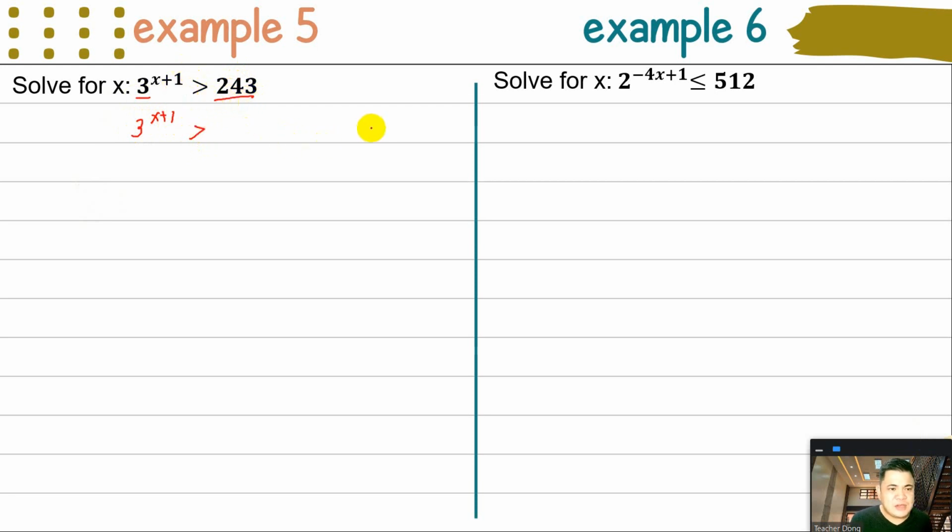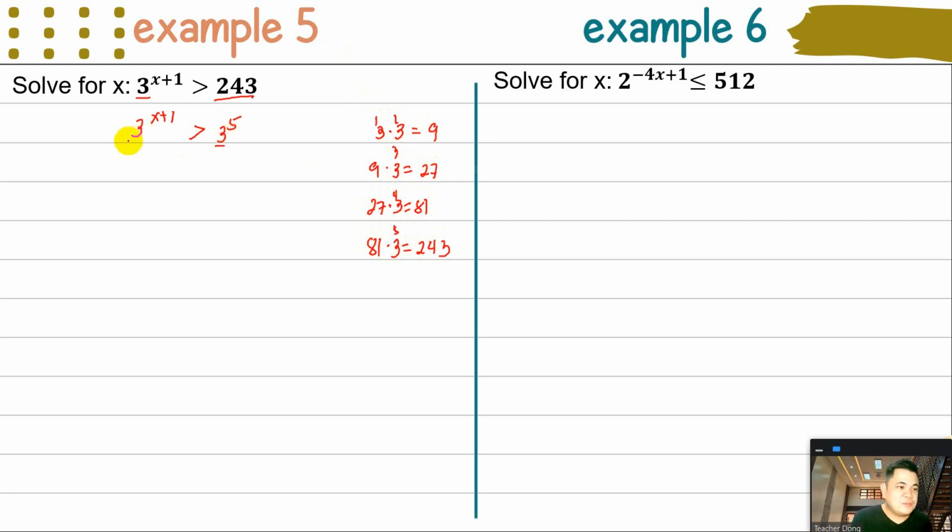Alright, so same thing, we are going to multiply 3 to itself until we reach 243. So 3 times 3 is 9. And then 9 times 3 is 27. And then 27 times 3 is 81. And then 81 times 3 is, of course, 243. How many 3's did we multiply? 1, 2, 3, 4, 5. So we have 3 raised to the power of 5.